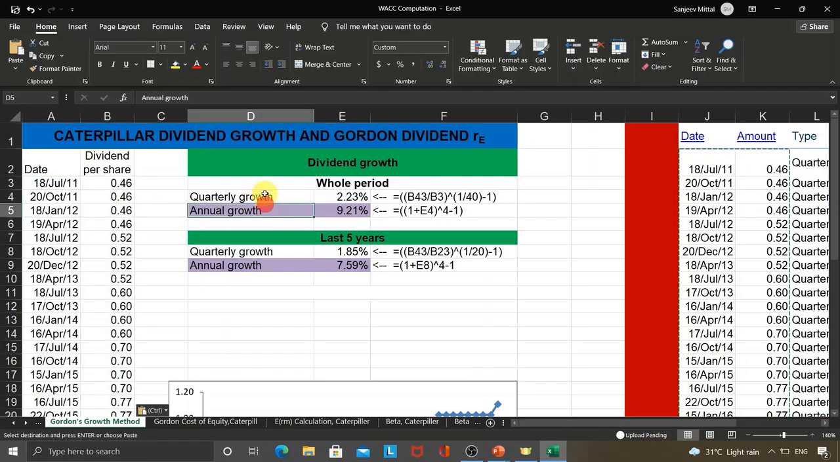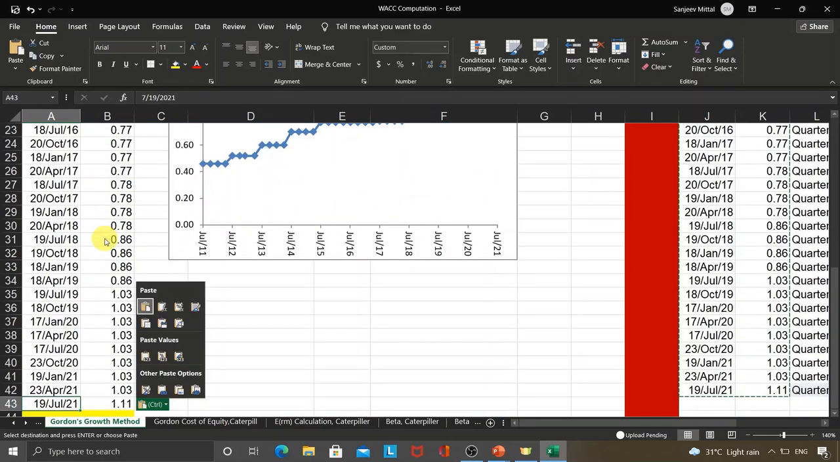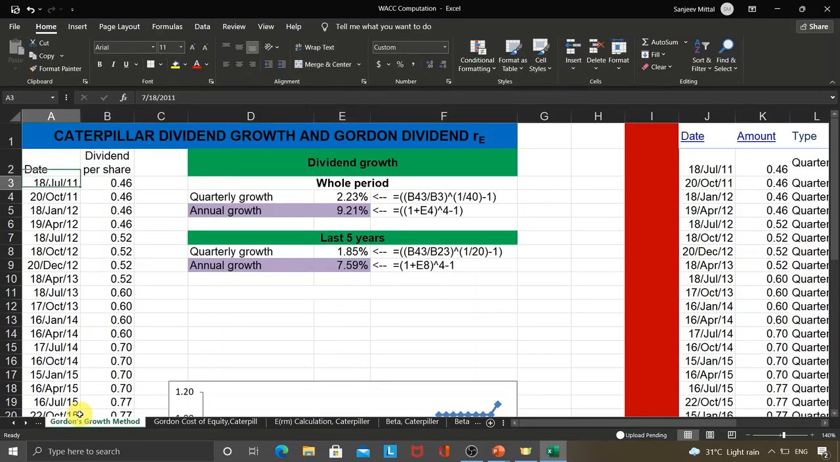Now, how I have calculated these growth rates is an important thing. Our whole period includes the details from July 2011 to July 2021, so this is a period of 10 years. In this period, these details are quarter-wise: dividend was paid in July, then October, then January, then April, then July, then October, then December, then April, and then July again. So the dividend pattern for Caterpillar company is quarterly.